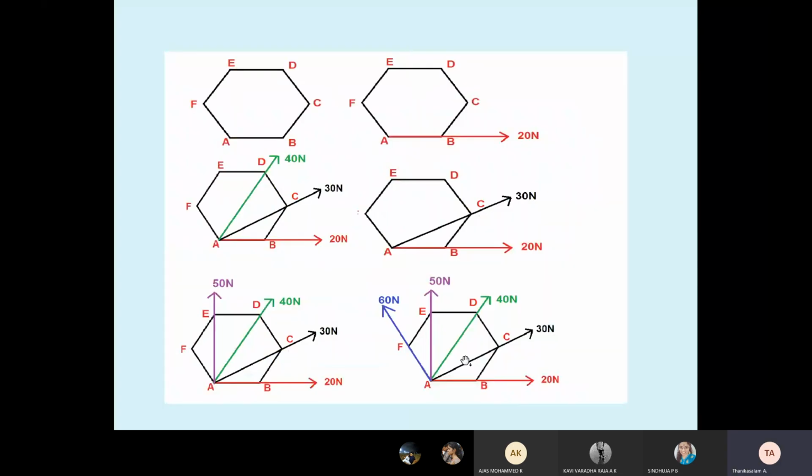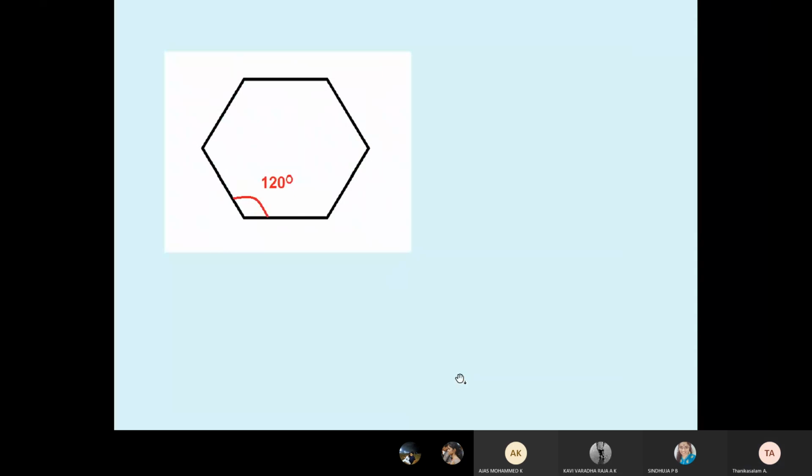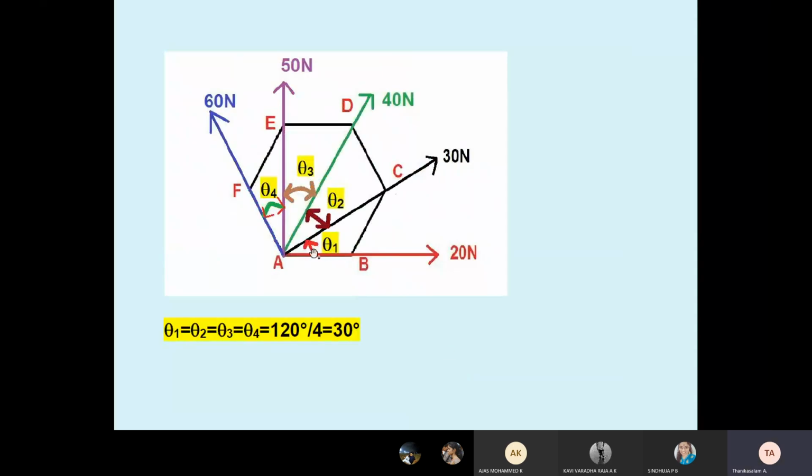See here, how many forces? How many angles? 1, 2, 3, 4. So there are 4 inclinations: A to C, A to D, A to E, and A to F. I mark theta 1, theta 2, theta 3 and theta 4. They are equal, 120 degrees, which we have to divide equally. That is the concept. So I divided 120 by 4, and the angle between all forces is 30 degrees.